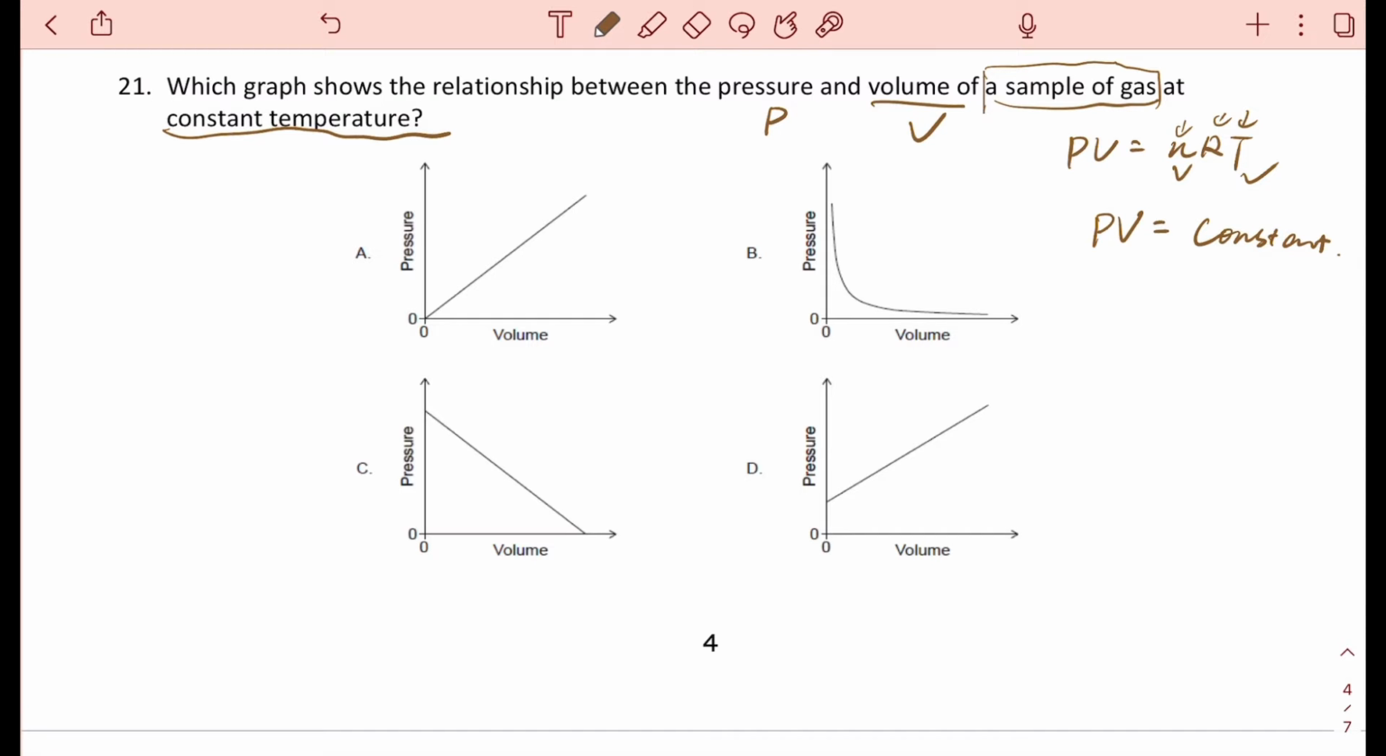Now, what will be the graphical relationship between P and V? We know that we can write P, because we have pressure here all on the y-axis, as P equals a particular constant, let's say k, over V. And from maths, we know that the graph that portrays this kind of relationship should be B.